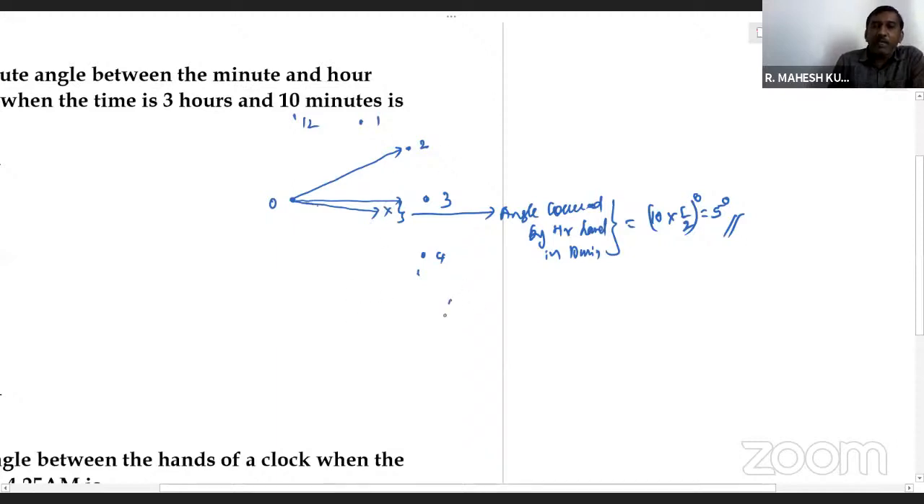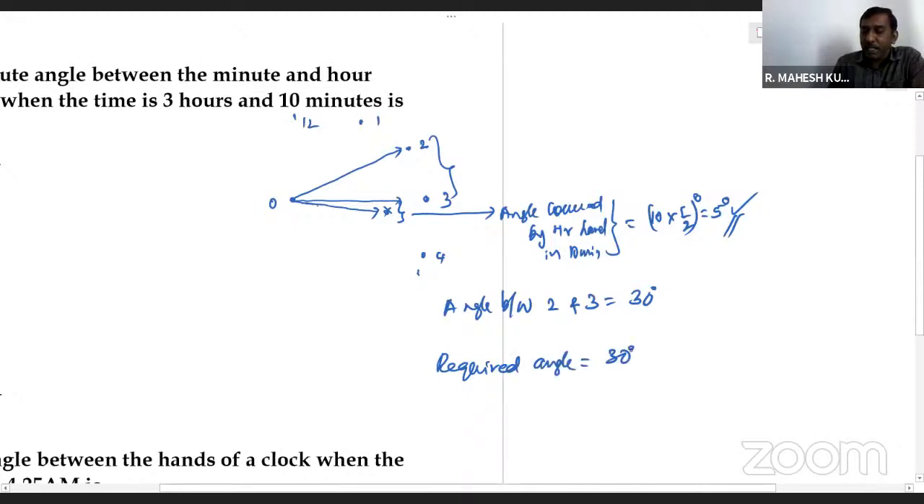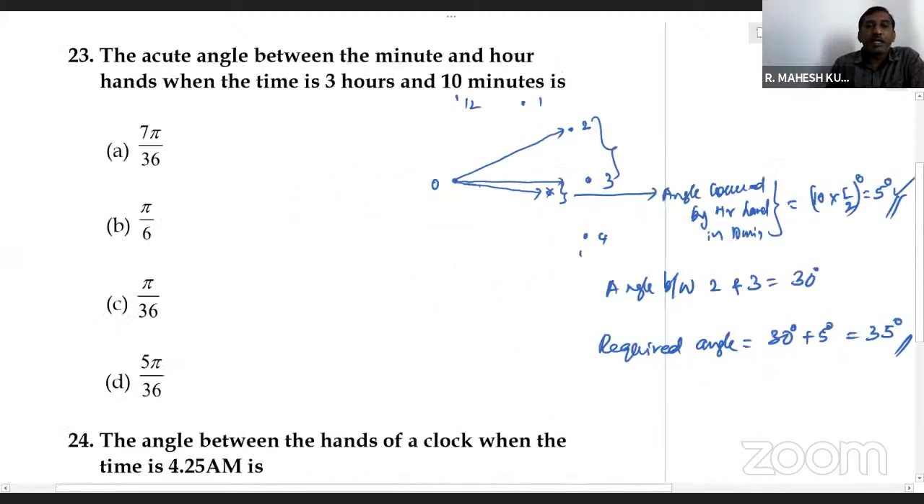Look, the angle between 2 consecutive digits, 2 and 3, is 30 degrees. Plus, this is the angle covered by the hour hand in 10 minutes. So therefore, the required angle is equal to 30 degrees plus this 5 degrees. So you are going to get 35 degrees as the required angle.